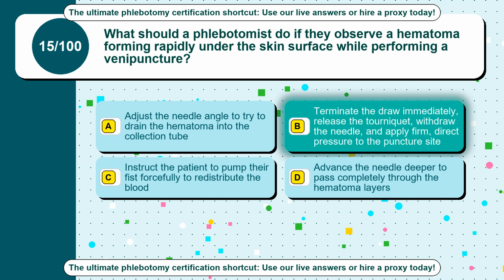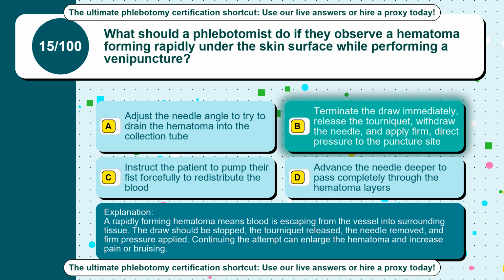The correct answer is option B. Terminate the draw immediately, release the tourniquet, withdraw the needle, and apply firm, direct pressure to the puncture site. A rapidly forming hematoma means blood is escaping from the vessel into surrounding tissue. The draw should be stopped, the tourniquet released, the needle removed, and firm pressure applied. Continuing the attempt can enlarge the hematoma and increase pain or bruising.